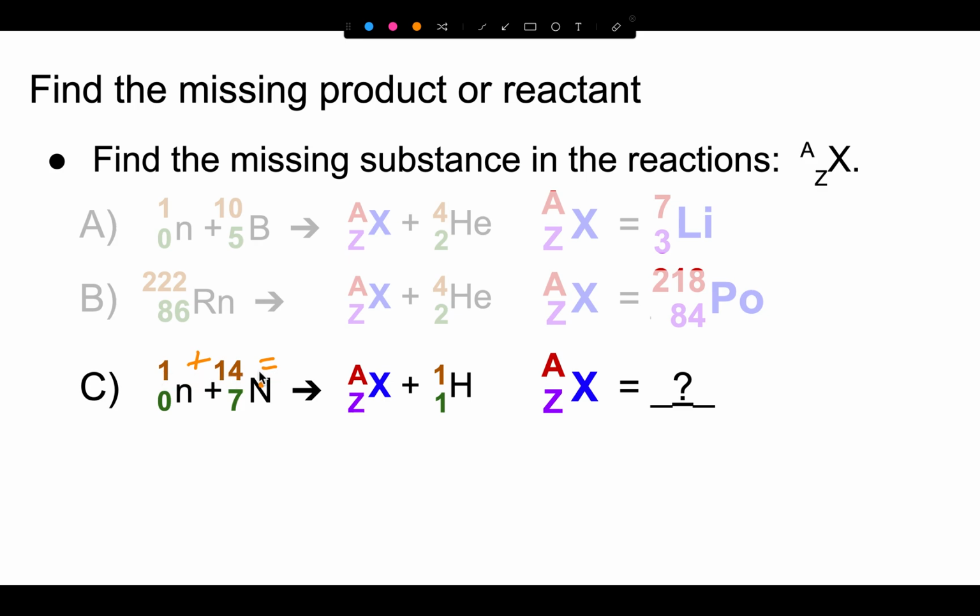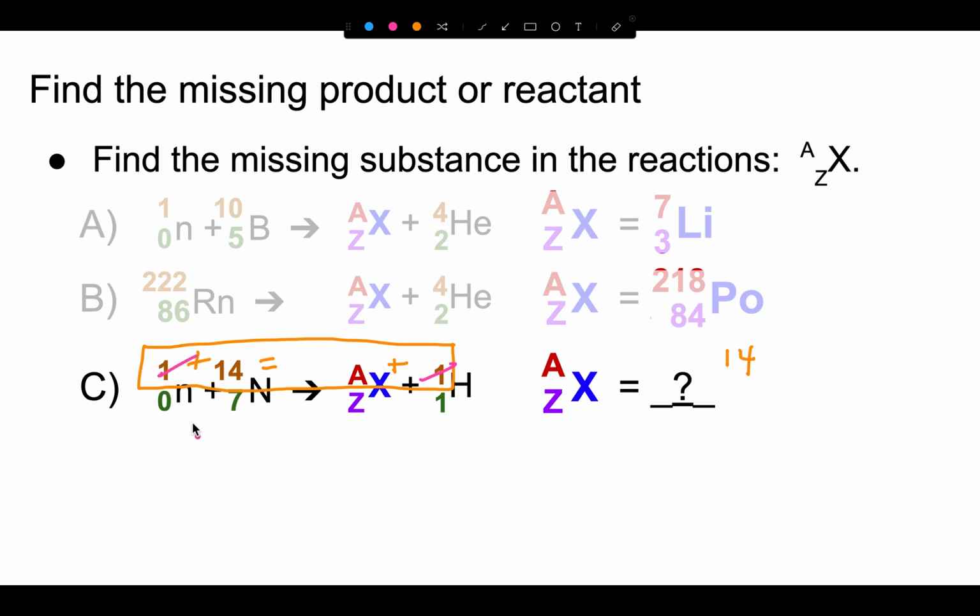So 1 plus 14 equals A plus 1. You don't have to write everything out. Many of you can do this in your head. You should plug it back in to make sure it's okay. So this is the calculation I'll do, and when I solve for A, I get 14. So essentially I can just cancel these two additions out.